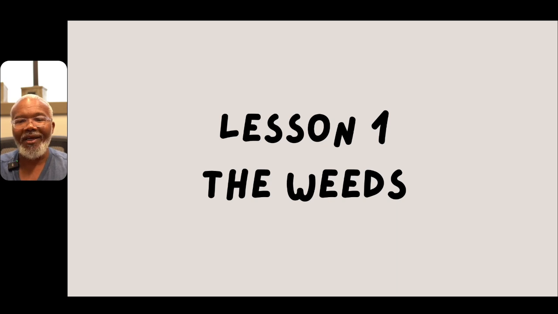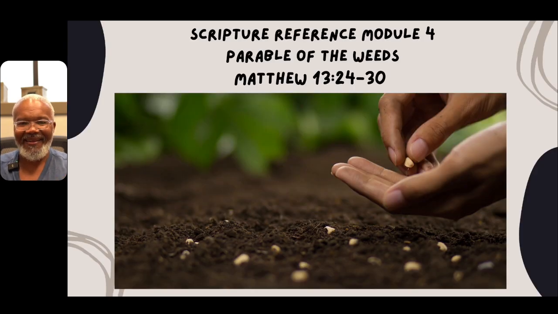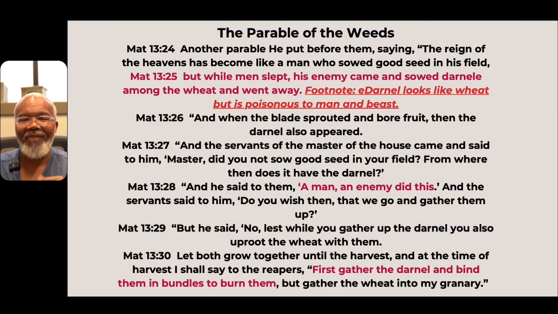Okay, lesson 1, the weeds. Our scripture reference for module 4 is the parable of the weeds, Matthew chapter 13, verse 24 through 30. Matthew 13, 24 through 30. And for those of you who do not have the Bible in front of you, I do have the scripture on the screen for you, and that's not a problem. So this scripture reference will be for all of module 4. It'll be for module 4.2. It'll be for module 4.3. Each one of those will be a week. All right, so let's go ahead and get to it because I'm very excited about this.